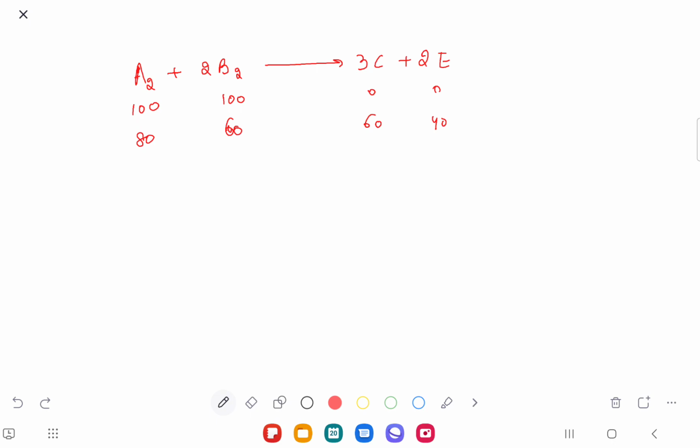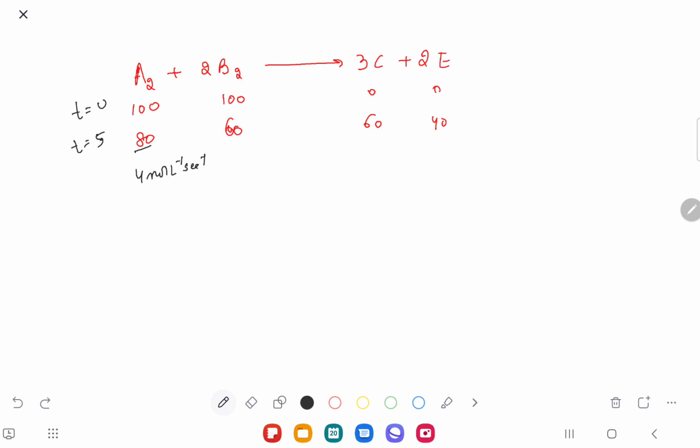In how much time? In 5 seconds. So at t equals 0, it was 100. At t equals 5, it was 80. Yes or no? Right? So what was the rate we calculated? The rate that we calculated here was 4 moles per liter per second.